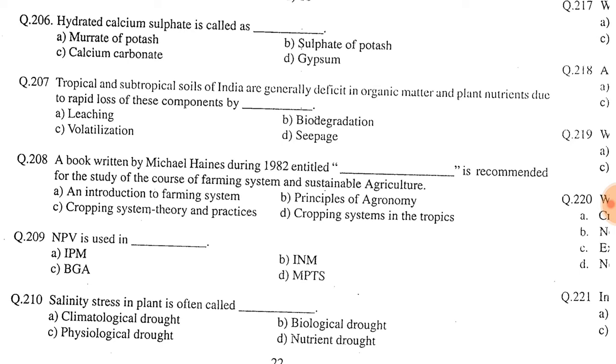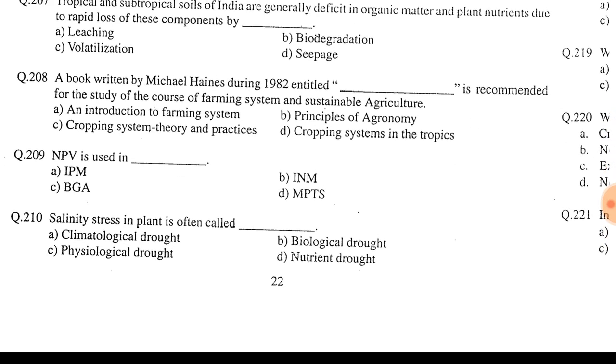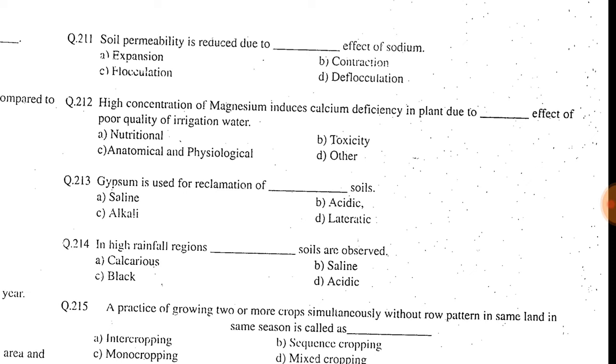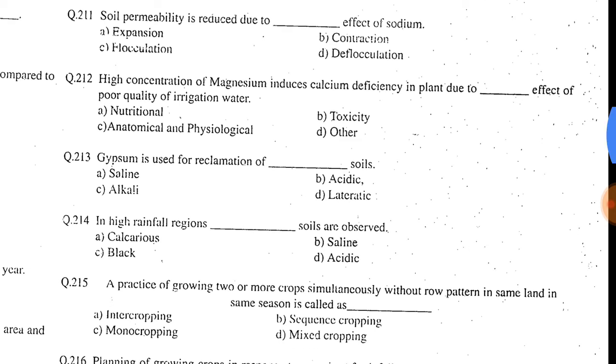209. NPV is used in IPM. 210. Salinity stress in plant is often called as physiological drought. 211. Soil permeability is reduced due to deflocculation effect of sodium. 212. High concentration of magnesium induces calcium deficiency in plant due to nutritional effect of poor quality of irrigation water. 213. Gypsum is used for reclamation of alkali soil. 214. In high rainfall region, acidic soils are observed.